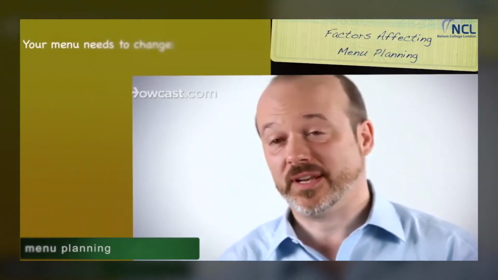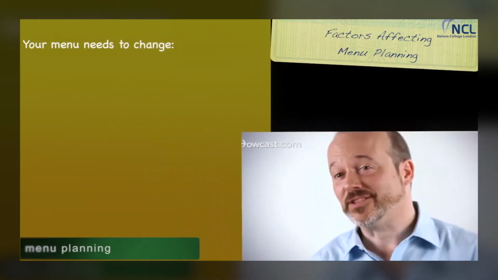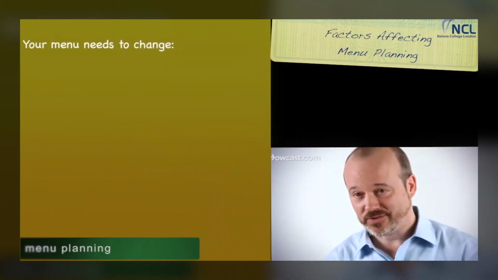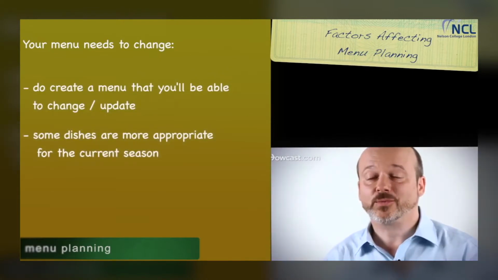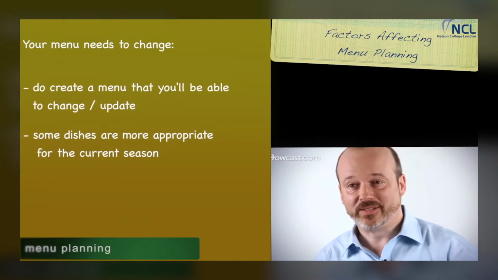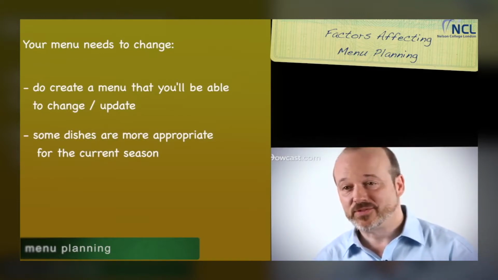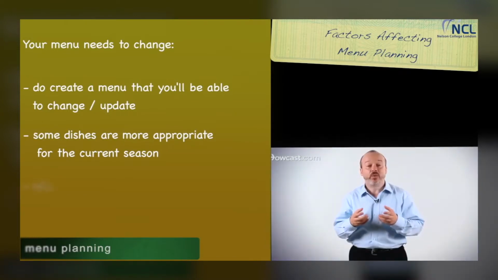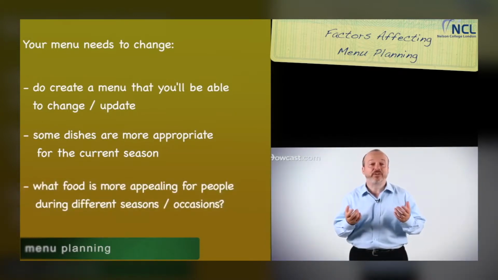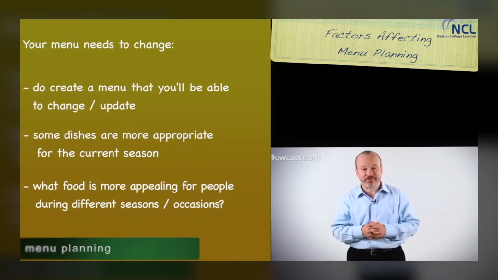Another important thing to know about planning a menu is that a menu should not be something that's engraved in stone and never changes. You need to change your menu, and you need to create a menu that you expect to change. There will be dishes that will be more seasonally appropriate. You're not going to sell a lot of beef stew in August in New York City. You need to think about, what do people want to eat at different times of year? What is appealing to people at different times of year?